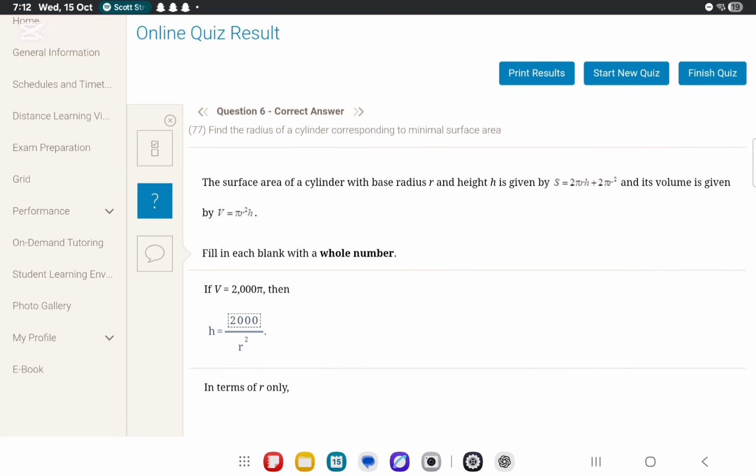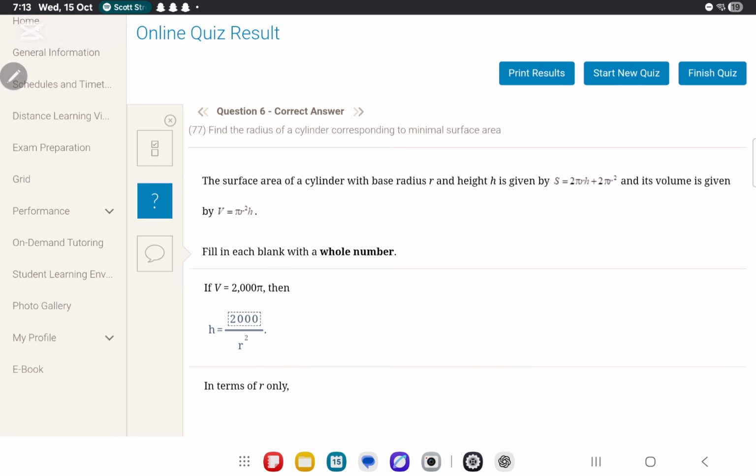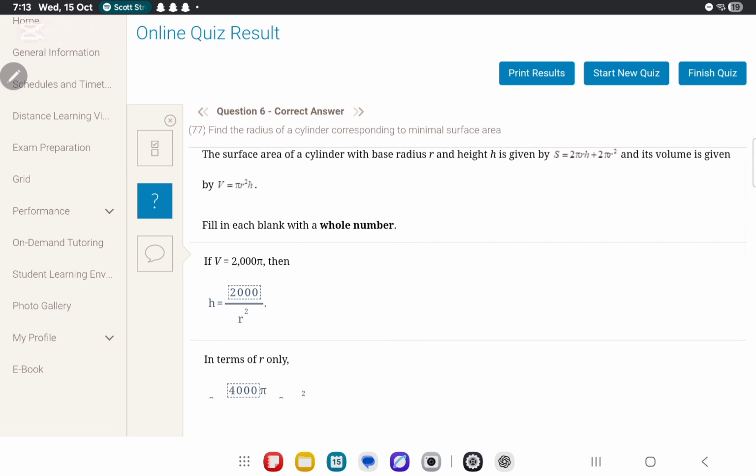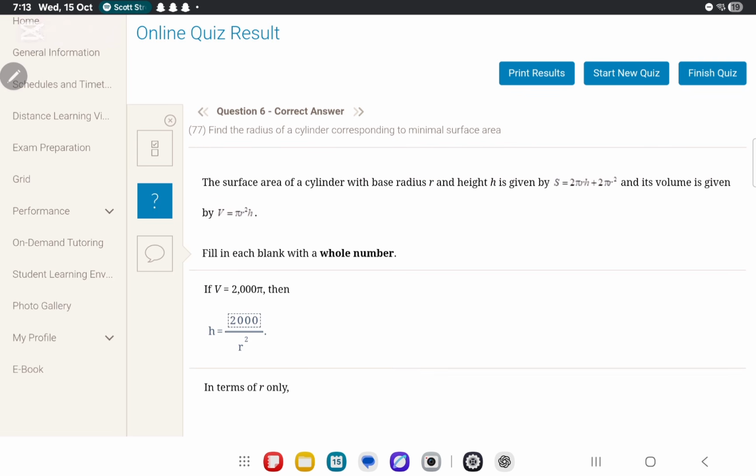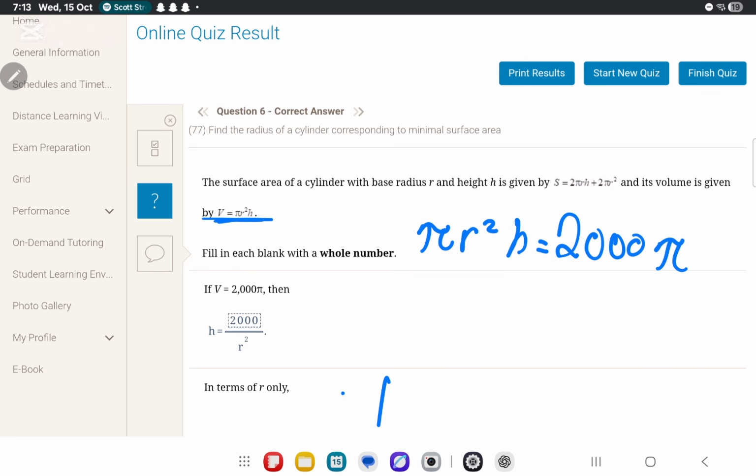Okay, so for this question, same exact concept. The surface area of a cylinder with base radius r and height h is given by s equals 2 pi r h plus pi r squared, and its volume is given by v equals pi r squared h. Fill in each blank. If v is equal to 2000 pi, then pi r squared h equals 2000 pi. Cancel pi with pi. We're going to do the same exact thing. H is equal to 2000 over r squared, and that's what they want.